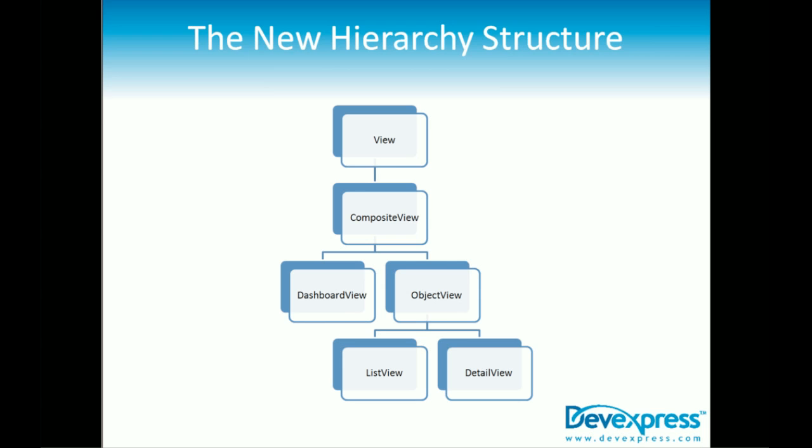And then on the right hand side there, you have the details view, which not surprisingly is almost the same as the list view, but it is a view of a single object at a time, whereas the list view is a view of a collection of objects.